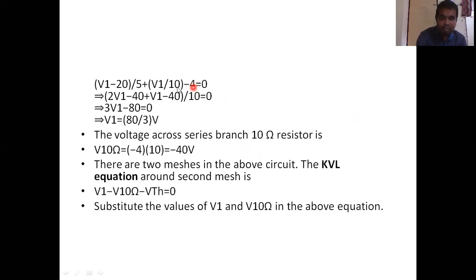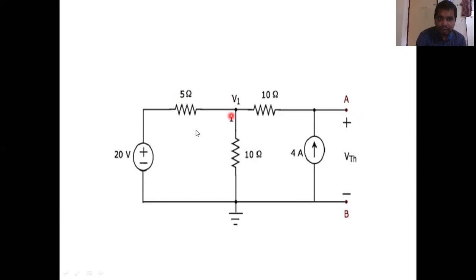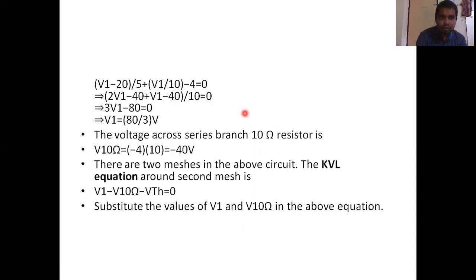According to the equation, V1 minus 25 by 5 means V1 minus 20 by 5, the current flows in this direction, out of this node 1. And here also out of this node, and here incoming. That means these two we have taken positive, this has to be taken negative. To solve this, you will get the V1 voltage. So one equation, one unknown, solve it, you will get V1 equal to 80 by 3 volt.